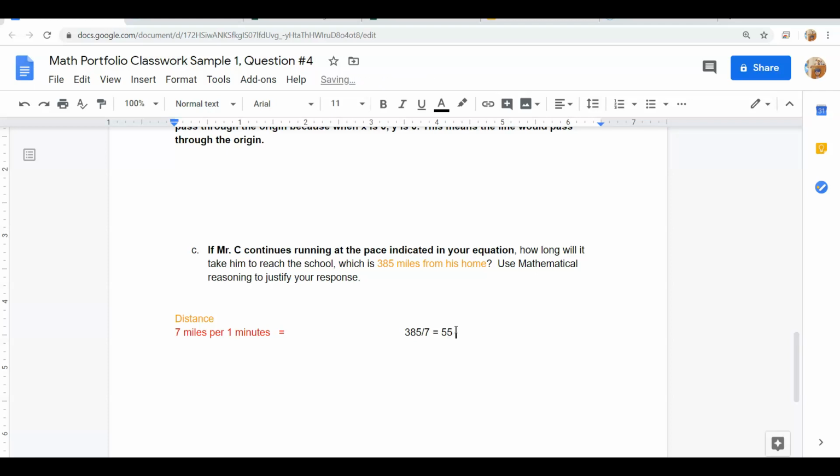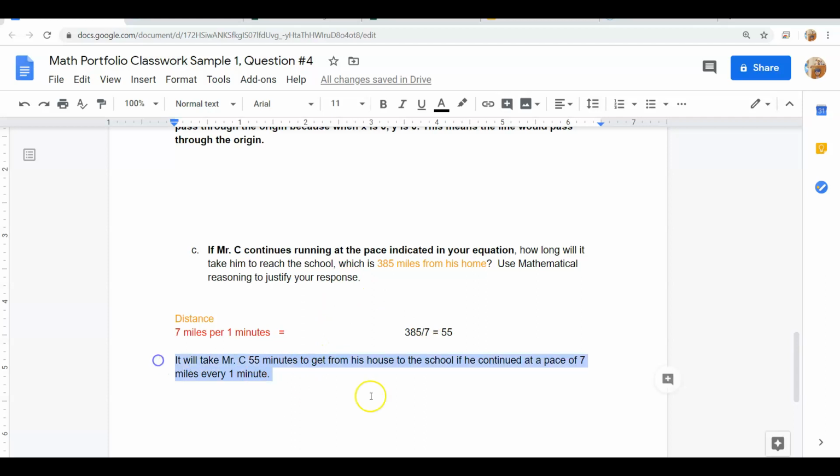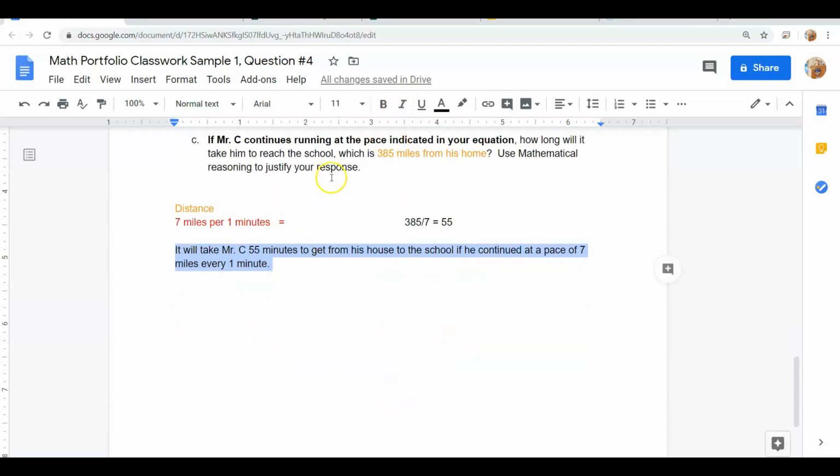55 what though? So it will take Mr. C 55 minutes to get from his house to the school if he continued at a pace of 7 miles every 1 minute. That's like the juicy answer. That's the one that will get you 100%, 115%.